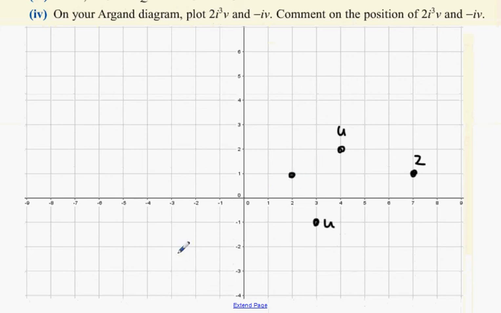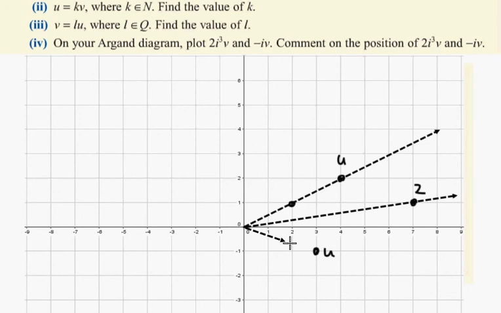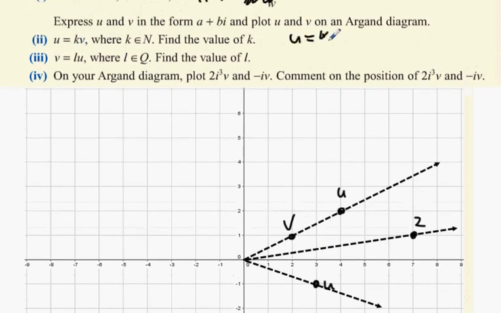Now, here's the interesting one. Are any of them on the same line from the origin? So if I was to draw lines coming out from the origin, are there any 2 points that are actually on the same line? There is, isn't there? Now, what distance would you say U is away compared to V? Twice as long, isn't it? So U equals K times V. And we're looking at it going, look, it's double V. Isn't that right? So, therefore, U equals 2 times V. This means K equals 2.